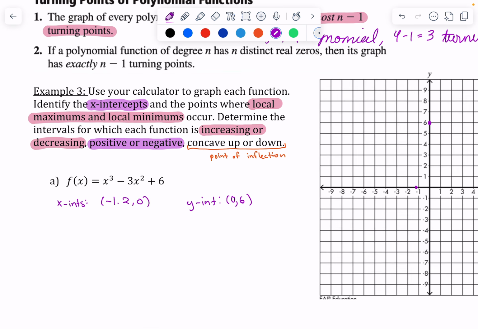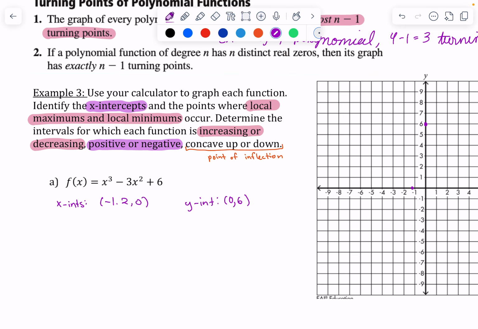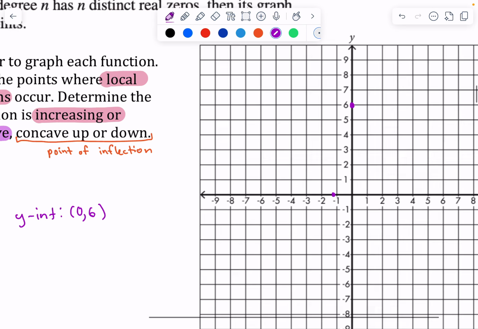Okay, so now if I want to do the positive or negative intervals, actually let's get the max and min points too, just so we can draw the graph. So if I want to find the max and min points, I'm going to go menu, analyze, maximum. And that point we actually already have. That's the y-intercept. I'm also going to do menu, analyze, minimum. And I get a local minimum of 2, 2.